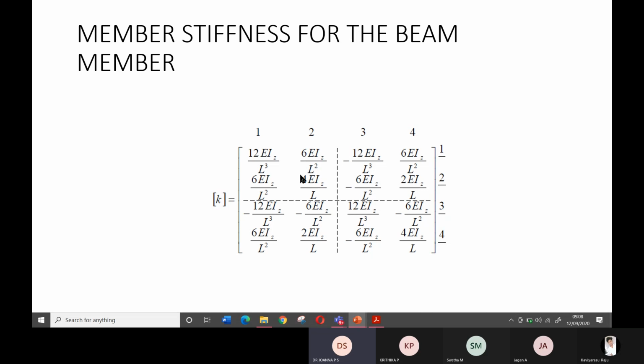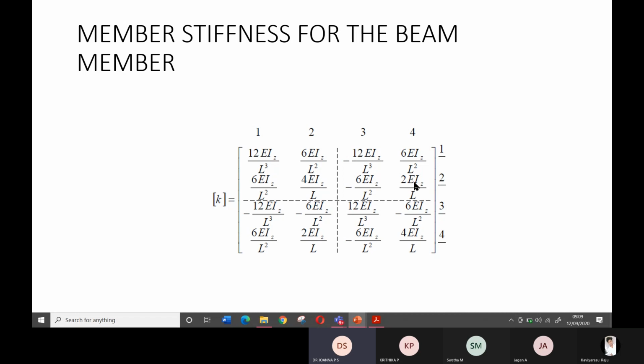Then the next row you will have 6EI by L square and 4EI by L, minus 6EI by L square, 2EI by L. If you remember this one, then the rest will be a repetition of it. Whatever you are having, the sign convention alone will differ: 12EI by L cube, 6EI by L square, 6EI by L square, 4EI by L. So this will be repeated here.